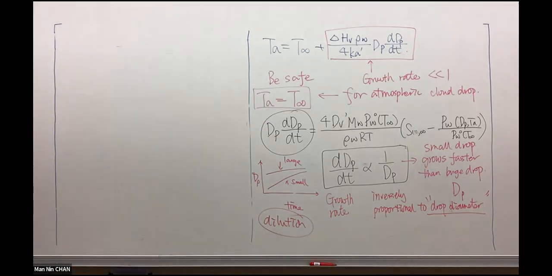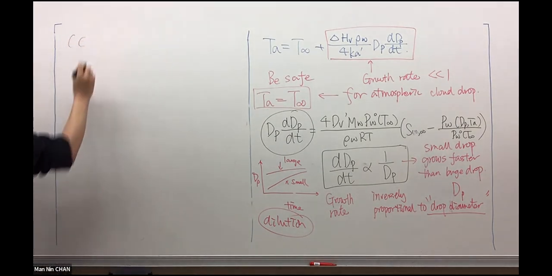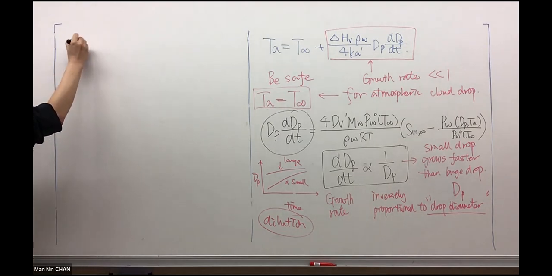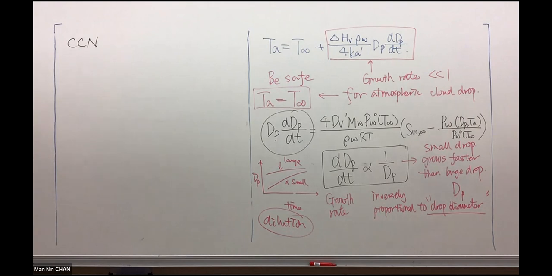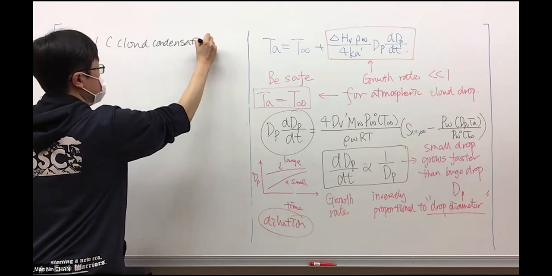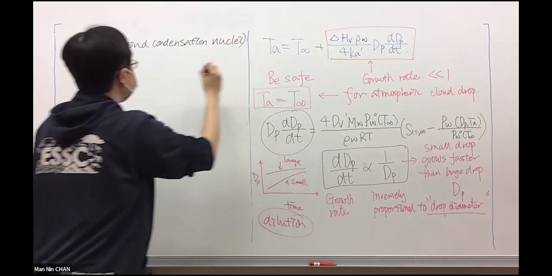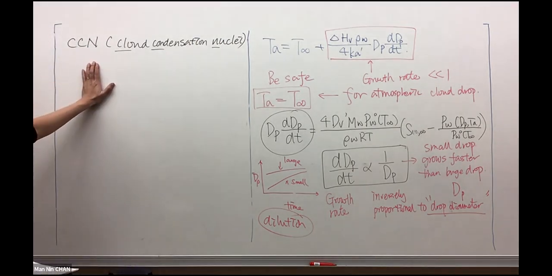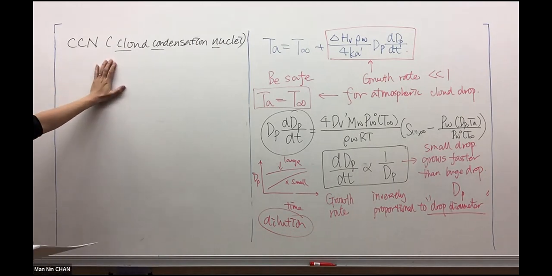Okay, so when we talk about aerosol cloud activation, from time to time there are important terms we should keep in mind. It's called CCN. I think you heard about this, right? CCN means cloud condensation nuclei.